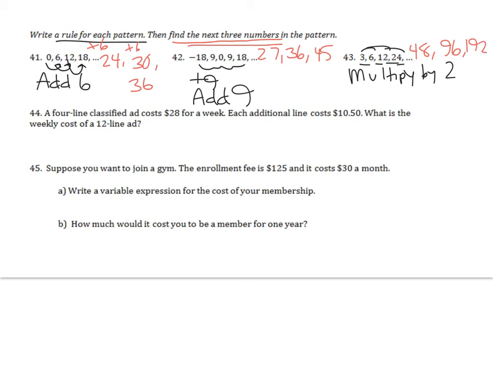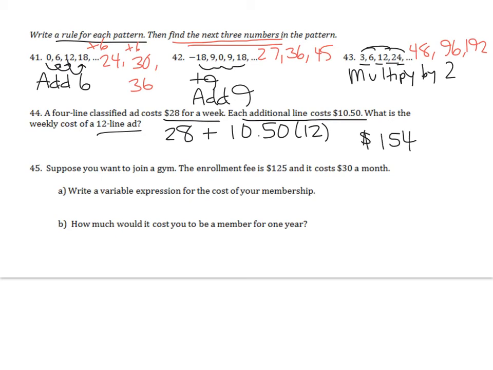Number 44, a 4-line classified costs $28 for a week. Each additional line is $10.50. So it's 28 plus $10.50 per line. And if there's 12 lines, that's going to be our equation. So you do 28 plus $10.50 times 12, which is $154. So do these two first, then add 28. You can use a calculator for a problem like that.